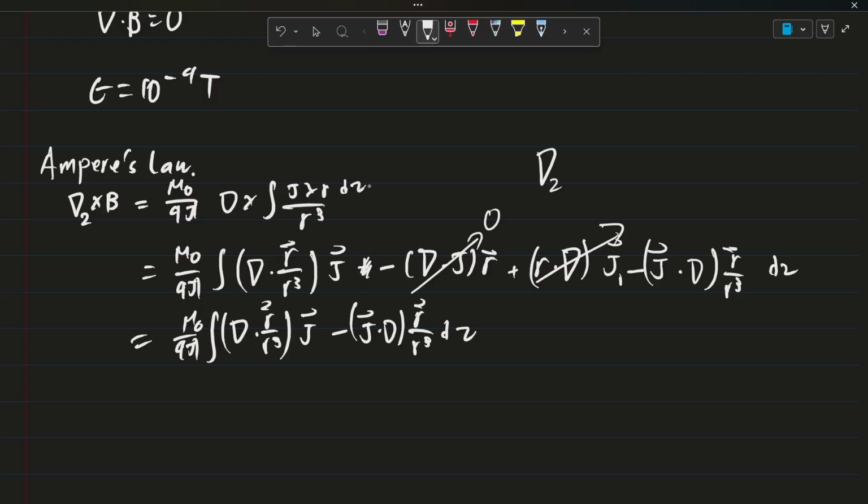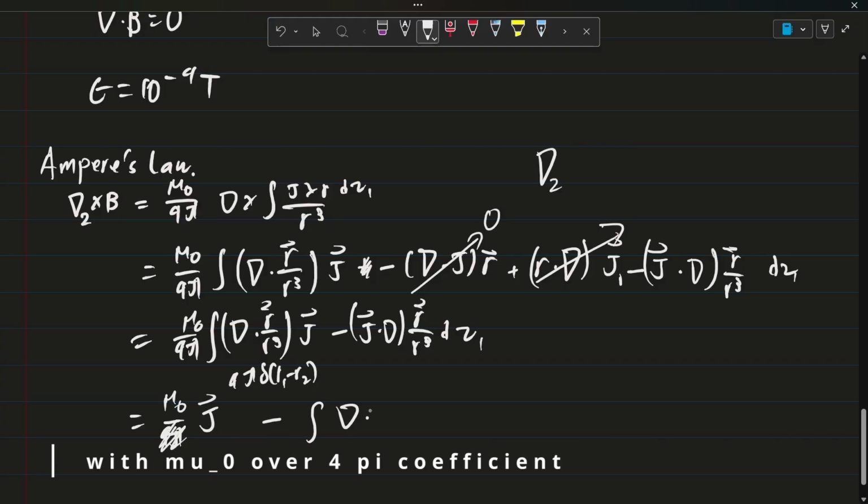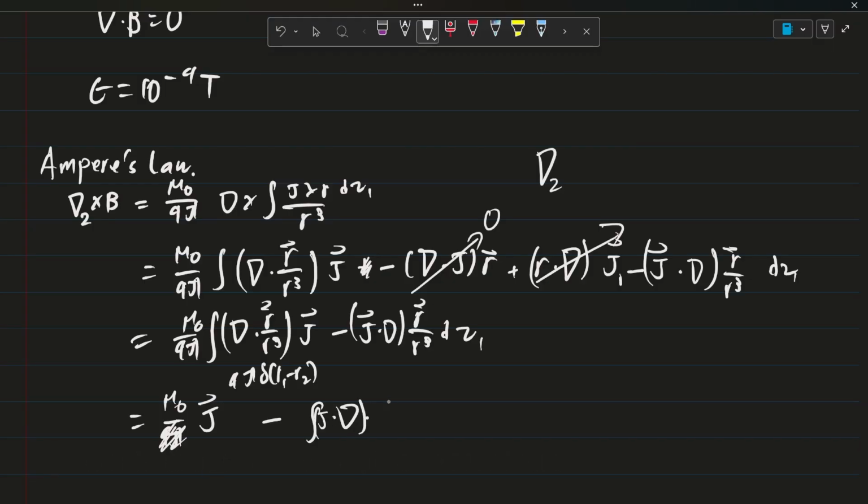This is for bookkeeping. And now because we also know the divergence of r over r cubed, which is 4 pi delta of r1 minus r2, this would become mu 0 over 4 pi times, well, actually it's mu 0 of j vector, subtract this by the integral of j times the differential operator of r vector over r cubed dv1.